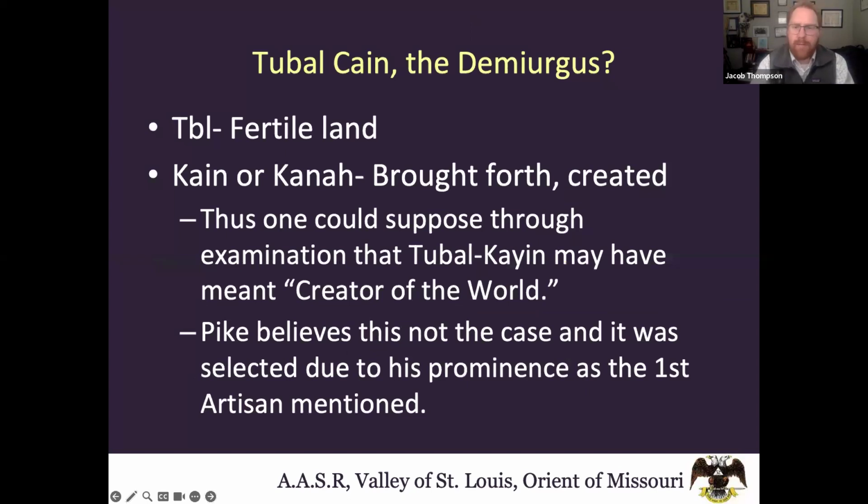And his name perhaps has some symbolism. Pike says that Tubal means fertile land, and Cain means brought forth or created. Thus, one could suppose through an examination of his name that it meant maybe creator of the world. Pike believes this is not the case. He thinks that's not why this association was made. Rather, he believes it is because he is the first artisan that was mentioned.